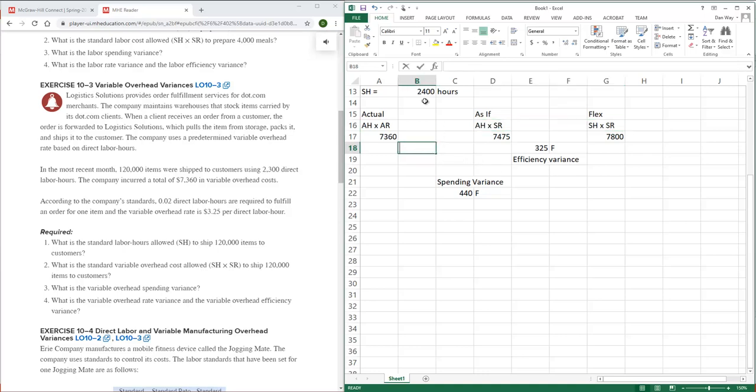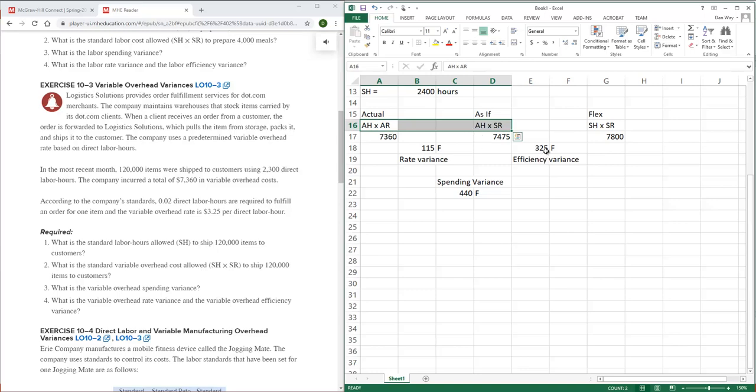Over on this side, we've got the 7,475 in the as-if minus the 7,360 in the actual for a difference of 115. The actual is lower than the as-if, so we'd say that's a favorable variance as well. Again, this is our rate variance because it comes about because of differences in the rates alone, right? The actual rate here compared to the standard rate here. Okay, so in other words, our actual rate was less than that $3.25 per direct labor hour that was expected.